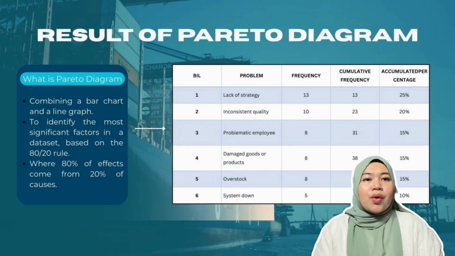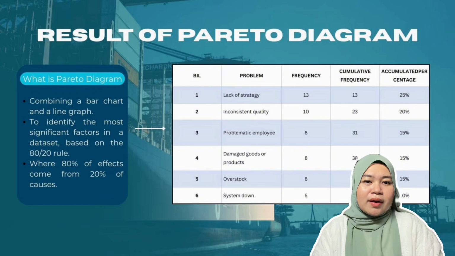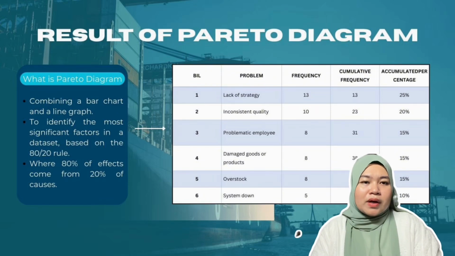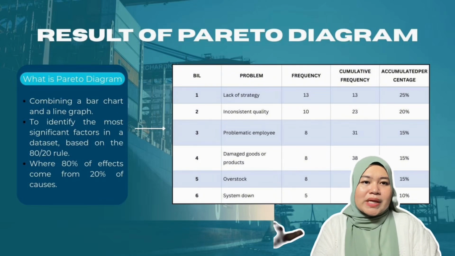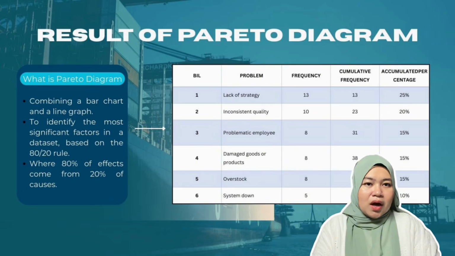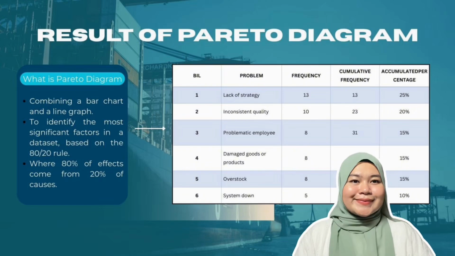So what is a Pareto diagram? The meaning of the Pareto diagram is combining a bar chart and a line graph to identify the most significant factors in a dataset based on the 80/20 rule, where 80% of effects come from 20% of causes.